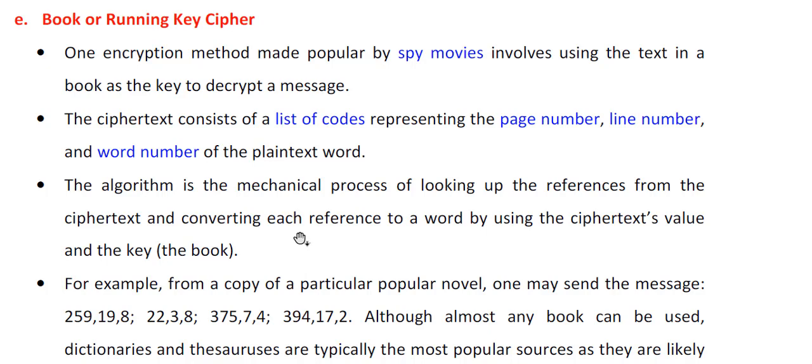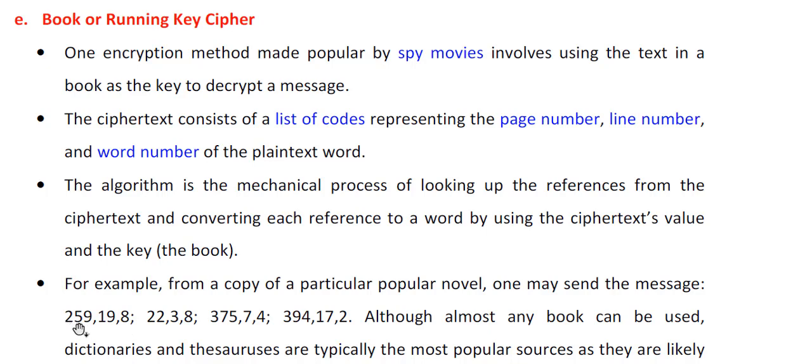Another famous technique is called the book key cipher or running key cipher. In this technique we usually use a reference, let's say a book. This reference has a page number, a line number, a word number, and so forth. Instead of doing encryption, we make a reference to the word that we want to transmit. Let's say we use a code for each word to be hidden or transmitted. This code, let's say, is 259, 19, and 8.